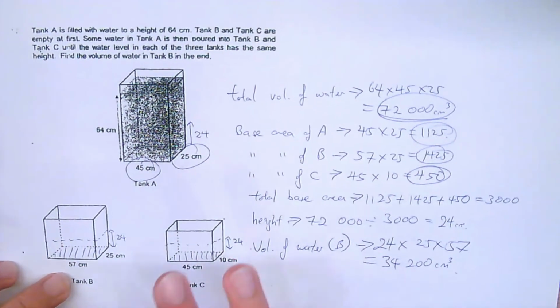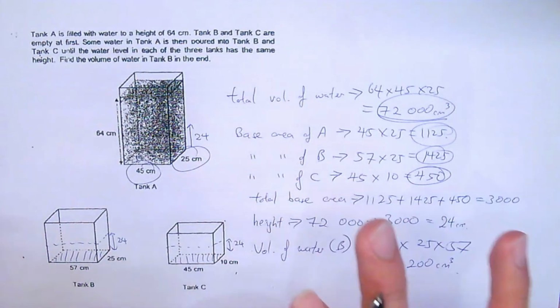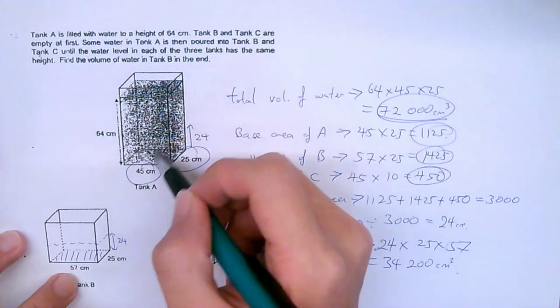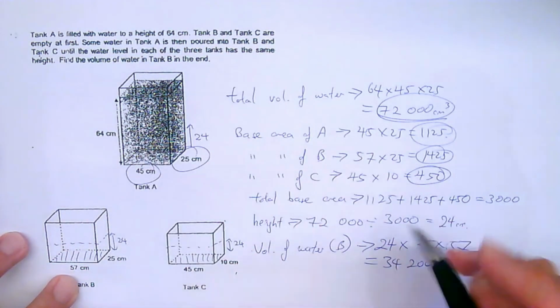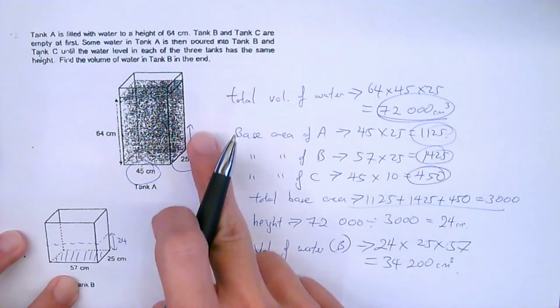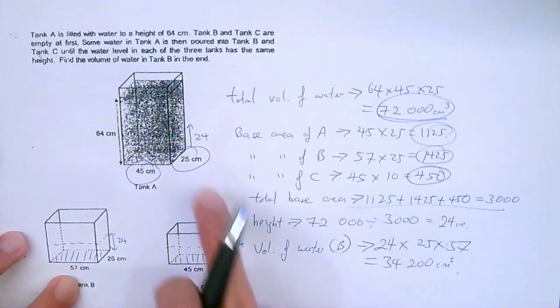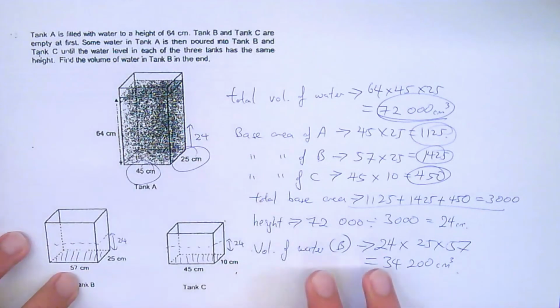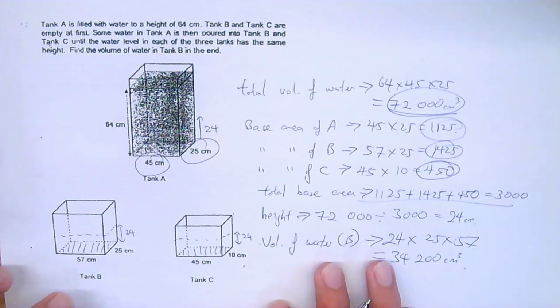This is one of those questions where you can strategize first. The strategy is to find the total volume of water inside, then find the base areas, add up all the base areas together, and take the total volume of water divided by all the base area. You're going to find the individual height, which are all the same. Once you find the individual height, you can do whatever you want to find the answer. Alright, simple, right? Don't forget, done.